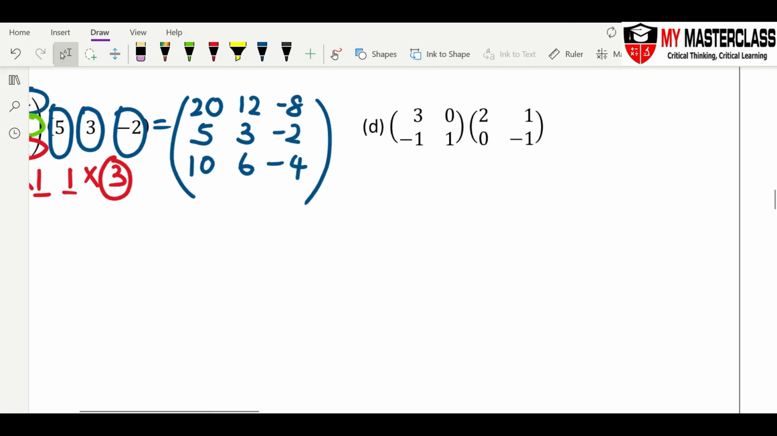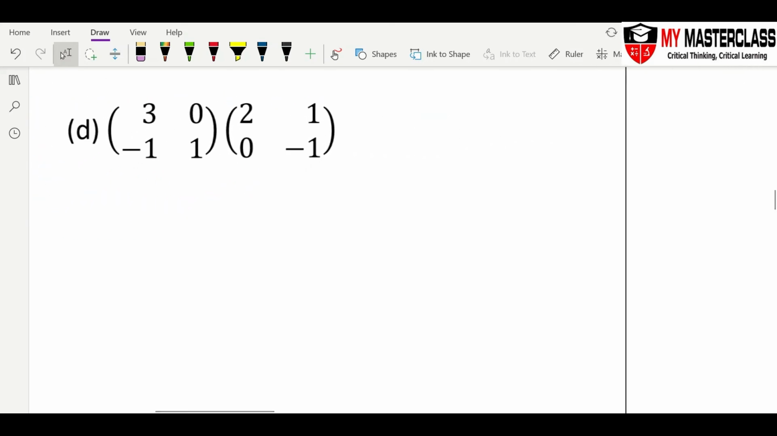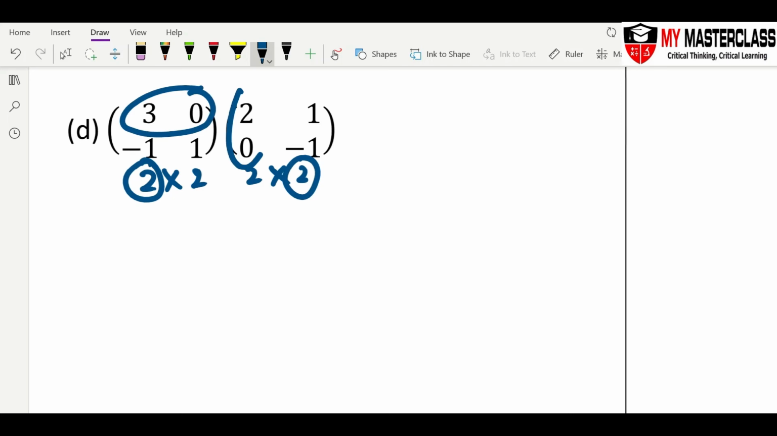Next you are going to have a 2 by 2 as well as a 2 by 2. The result matrix is also a 2 by 2. This is the most common one that you are going to get. So this row multiplied by this column, that will be the first guy. 2 times 3, 6, plus 0 times 0, so that's why we only have 6.